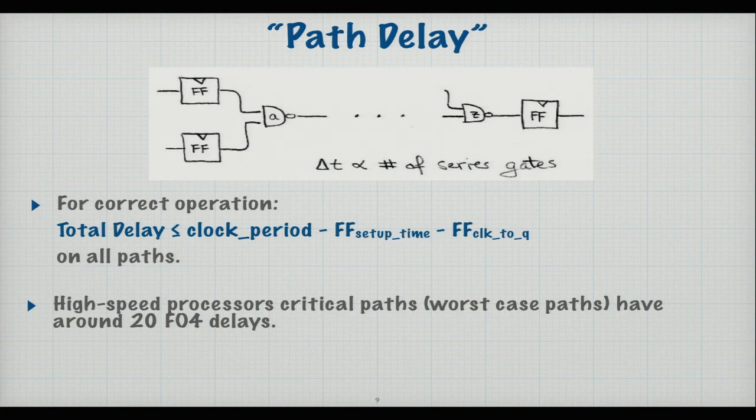All right, so if we want correct operation, the total delay of this path has to be less than the clock period minus the setup time and the clock-to-Q time. So I just rearranged things here. The total logic delay has to satisfy this equation.